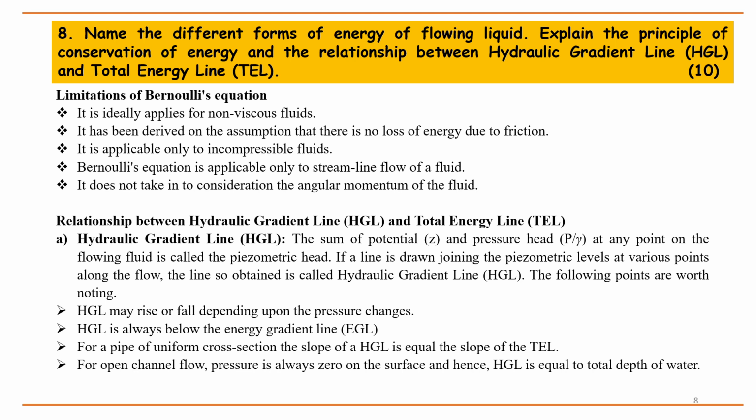Relationship between hydraulic gradient line, HGL, and total energy line, TEL. Hydraulic gradient line, HGL. The sum of potential head, Z, and pressure head, P/γ, at any point on the flowing fluid is called the piezometric head. If a line is drawn joining the piezometric levels at various points along the flow, the line so obtained is called the hydraulic gradient line.